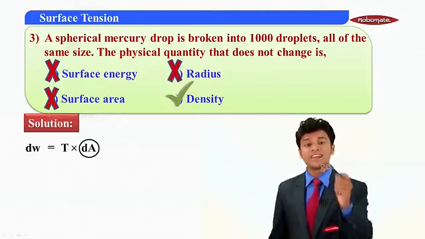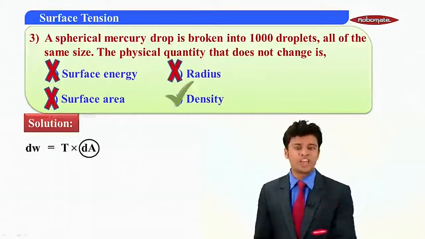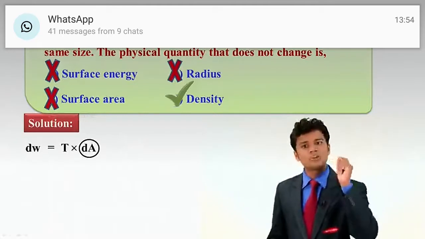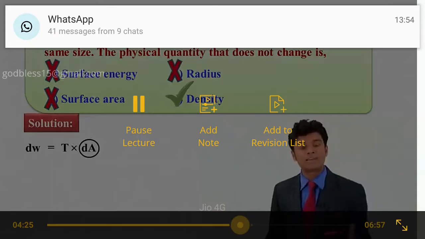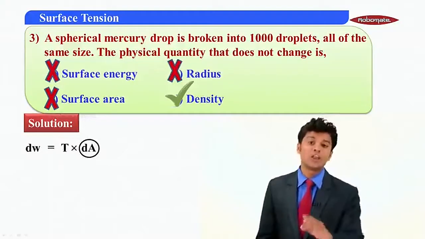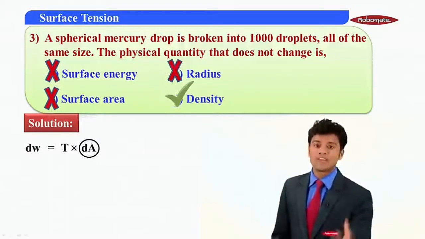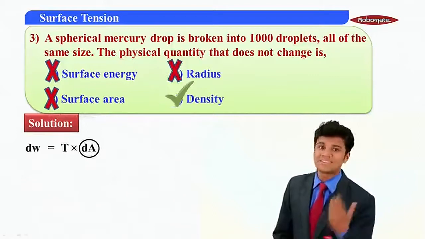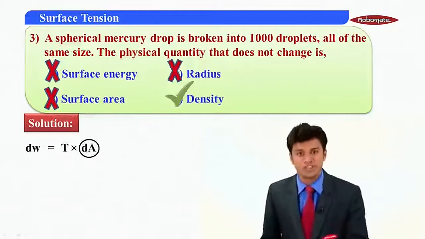This gives us the conclusion that the final answer has to be D. That is, density is the quantity that will not change, because even if the drop falls down, the matter remains the same, and hence density is the quantity which will not change. So the final answer would be D. That is, density is a quantity which does not change.